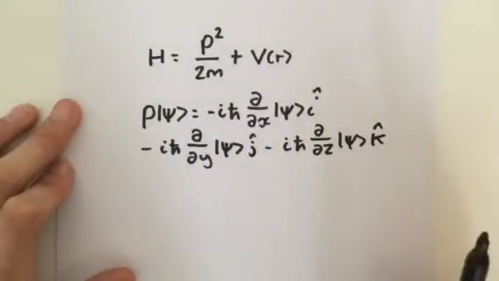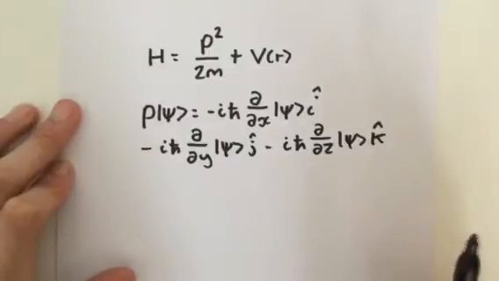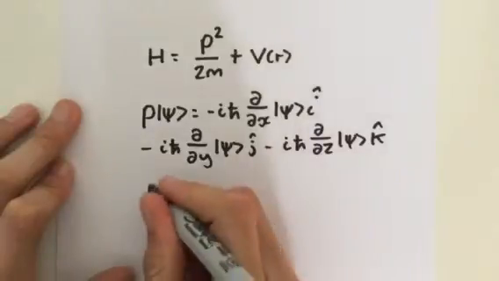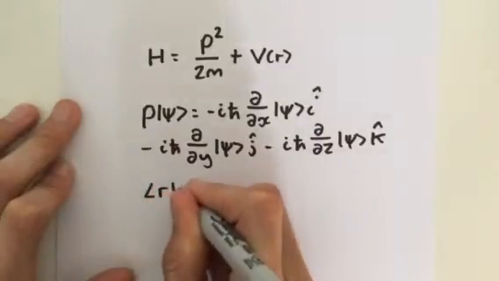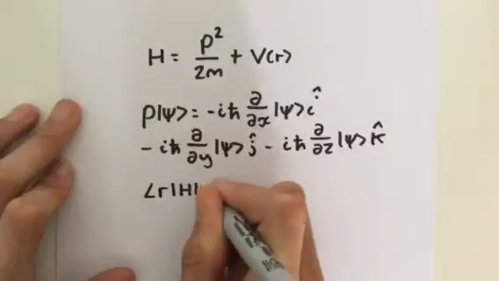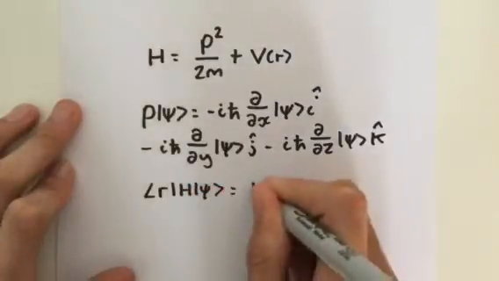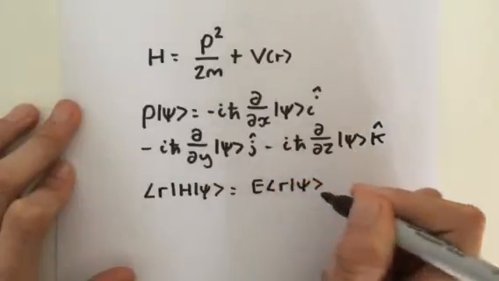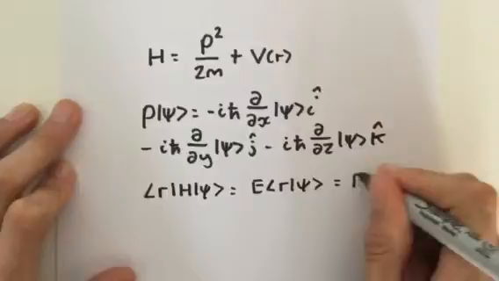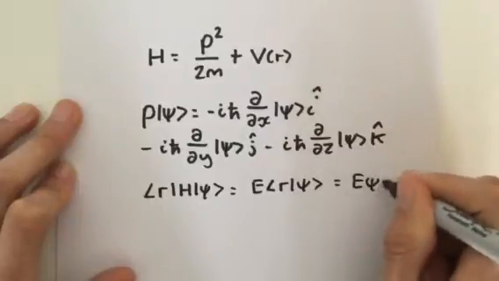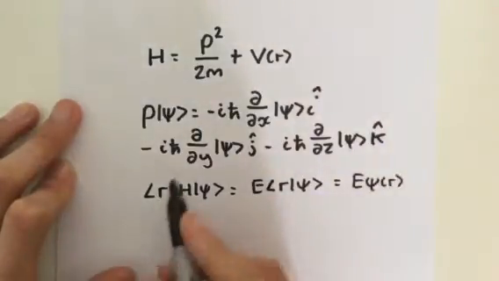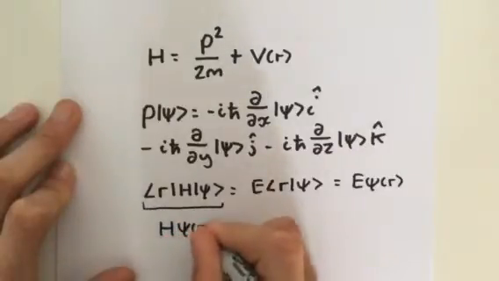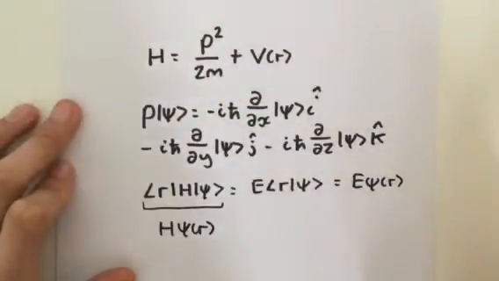But what is r H psi? We know it's equal to H psi r. I'm going to write the equation one more time, just so you can see it. It's equal to E r psi, which is equal to E psi r. And we know this is equal to H psi r.